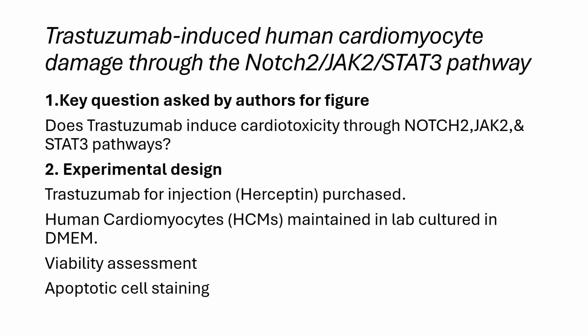And what was the experimental design? Well, they purchased some Herceptin from the Shanghai Posh pharmaceutical company. At their facility, they had human cardiomyocytes in stock, and they thawed out these cells and cultured them regularly using DMEM. The viability of these cells was assessed using the MTT method, which measures cell metabolic activity. And then they stained the HCMs with dyes, which would later be used to check for apoptosis in these cells.